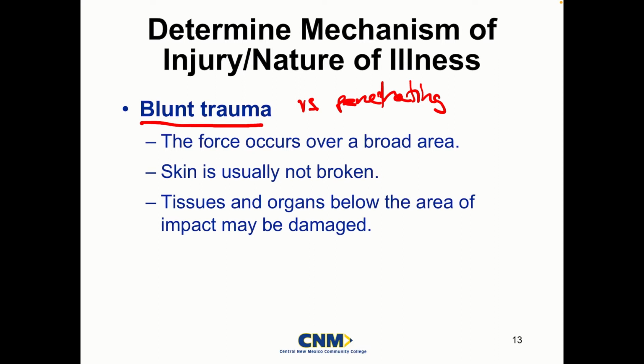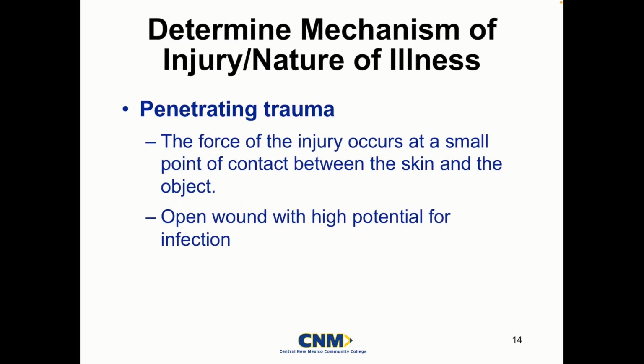So the energy touched the outside of the body and then generated a wave that went through the inside of the body. Versus penetrating trauma, it went into the body and also generated a wave through the body. Usually in blunt force trauma, the skin is not broken. It might not even be red at the point that we show up. So sometimes it's hard to identify the internal injuries when we have patients with blunt force trauma.